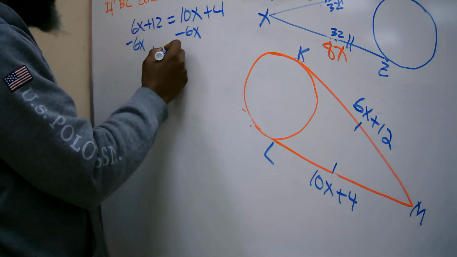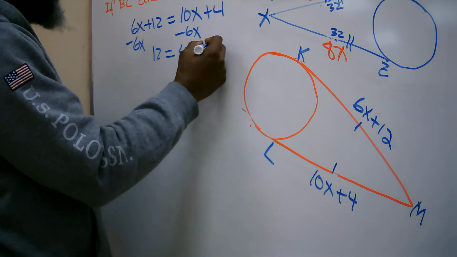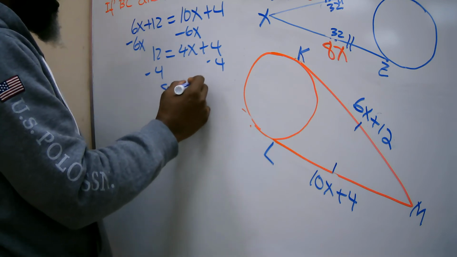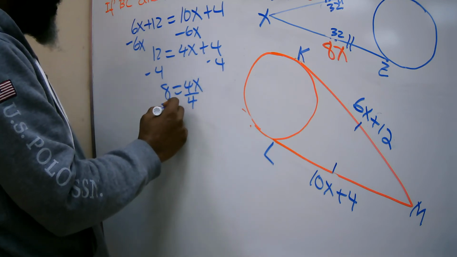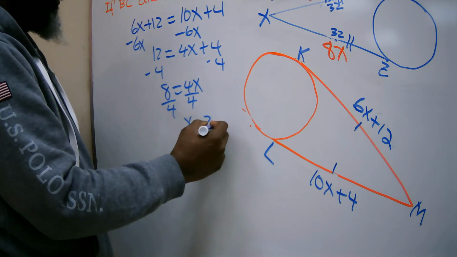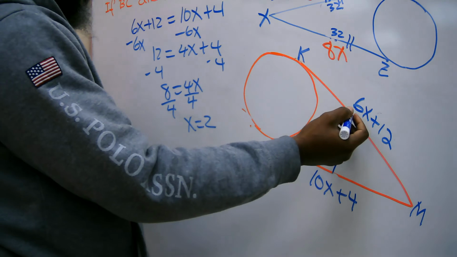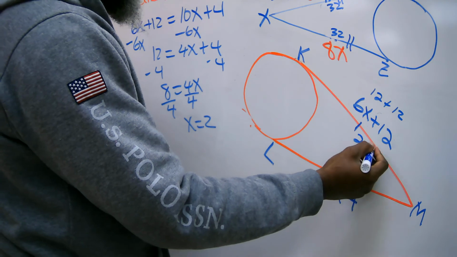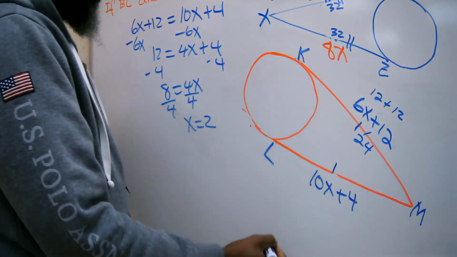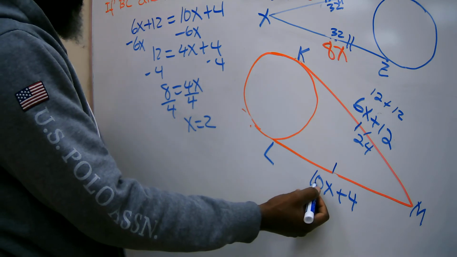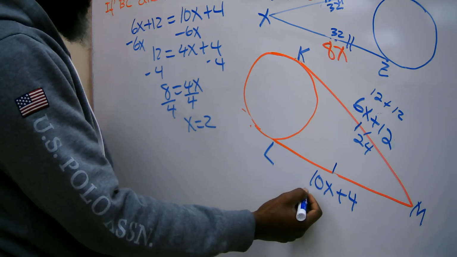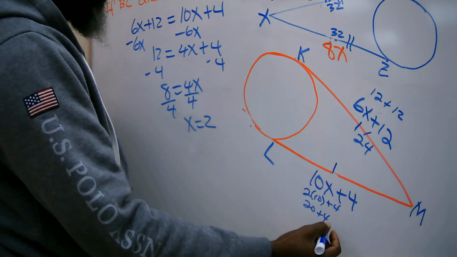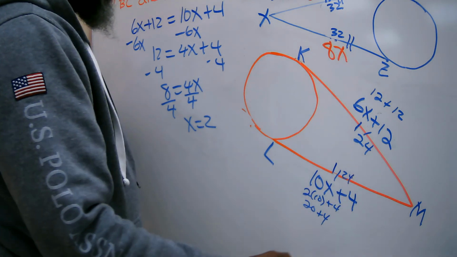Then you will have 12 is equal to 4x plus 4. Then we subtract 4 from each side. Then you will have 8 is equal to 4x. In this case, you divide by 4, so x is 2. So when x is 2, you will have 2 times 6 is 12. You will have 12 plus 12. This will be 24. KM is 24. So when x is 2, that will be 2 times 10, which is 20. 20 plus 4 is 24. As you can see, it checks out. So those two tangents are indeed congruent.